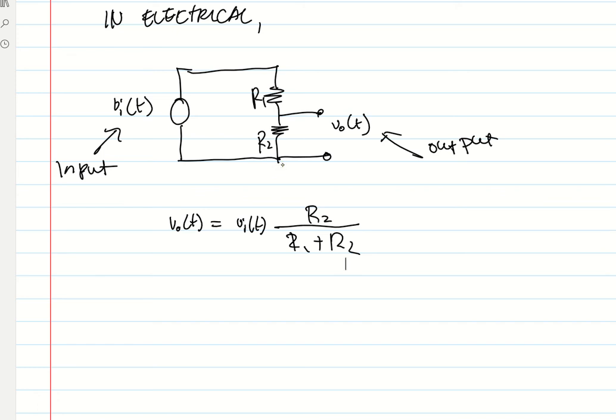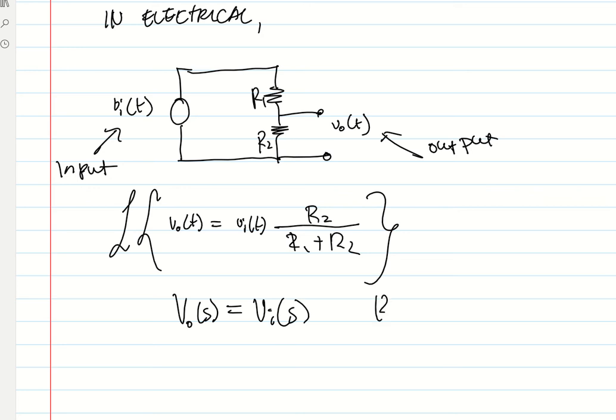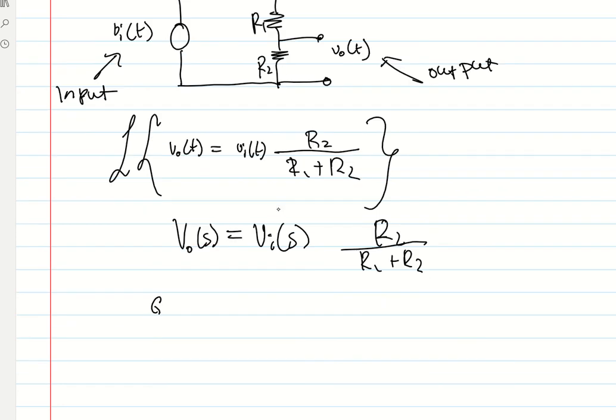It's constant. Now we apply the Laplace at both sides. So to apply the Laplace, this will just become capital V out. In S domain, this will become S domain, and this are just constant R1 plus R2. Then rearrange. So the transfer function now of a voltage divider, G of S equals the output all over the input will be equal to this one, R2 all over R1 plus R2.